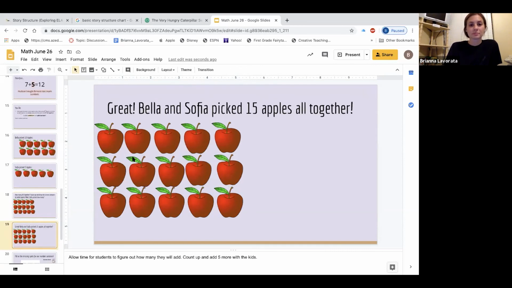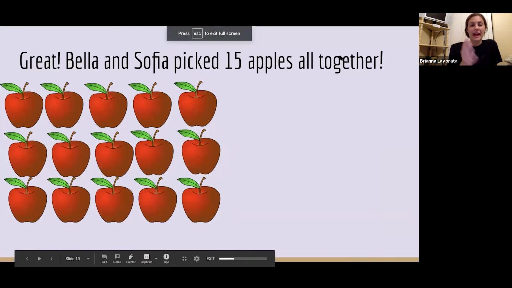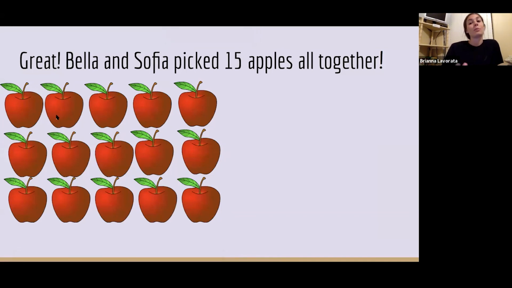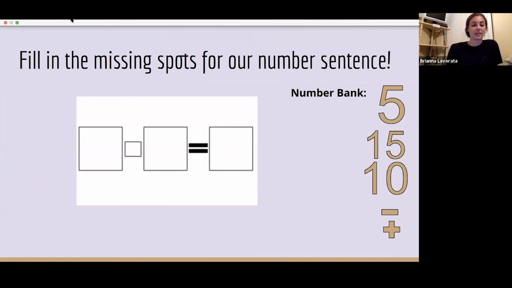So now, all together, we have a total of, let's count, well, we can keep 10 in our head, and we can do 10, 11, 12, 13, 14, 15, right? We counted up by 5, so let's double check by counting. 1, 2, 3, 4, 5, 6, 7, 8, 9, 10, 11, 12, 13, 14, and 15, right? So there are 15 apples that were picked all together.